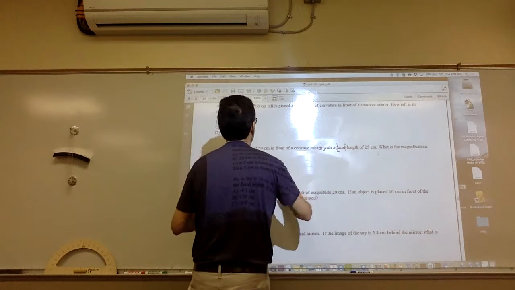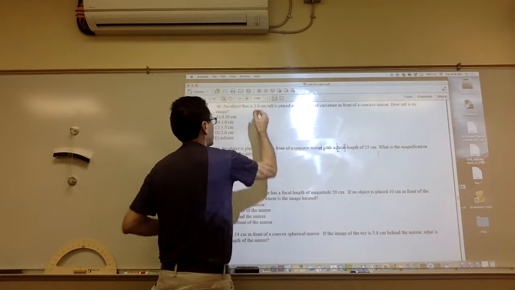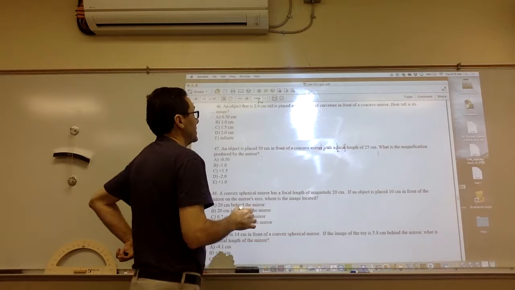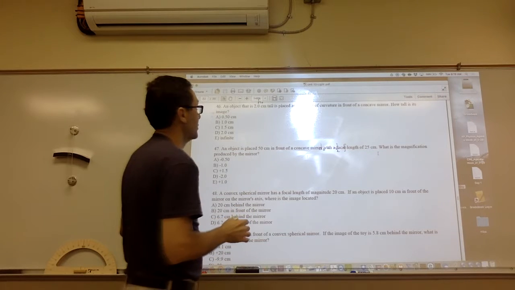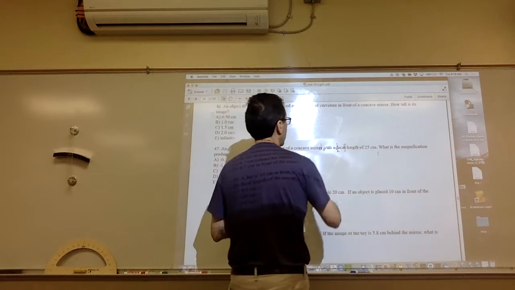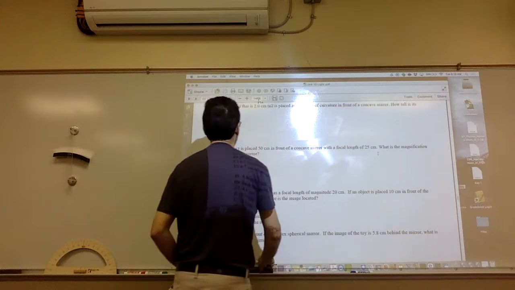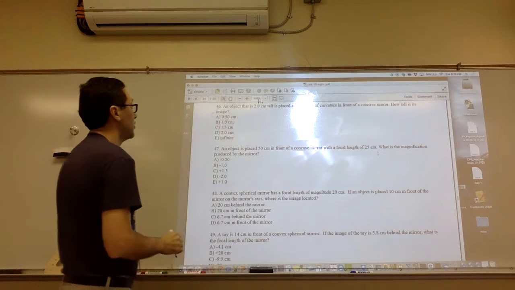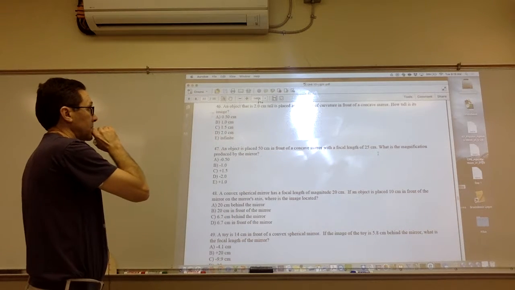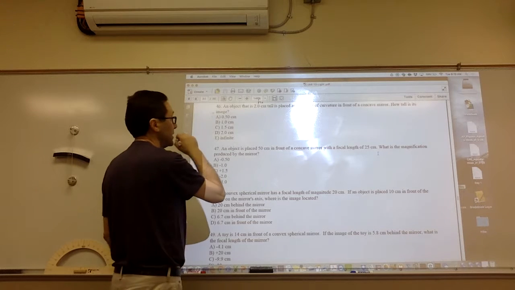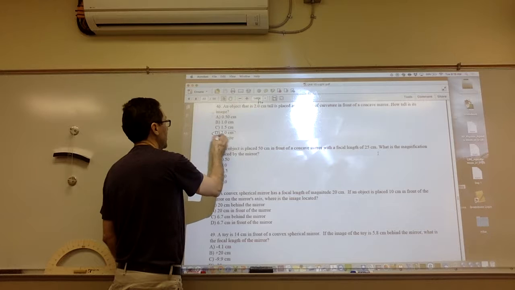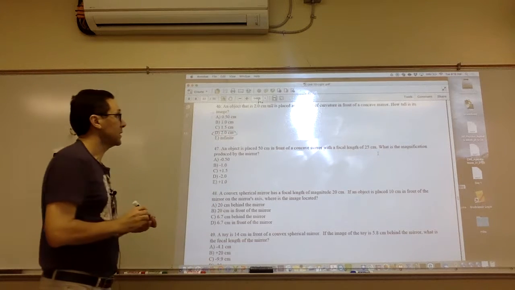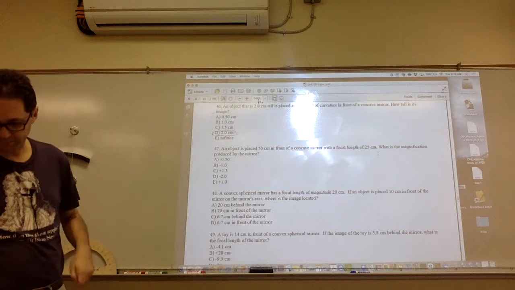An object that is 2 centimeters tall, so that's your ho, is placed at the center of curvature in front of a concave mirror. How tall is the image? Now, if you remember the drawings, you should know that the image is going to be the same size as the object. So it should be 2 centimeters high and it should be flipped.